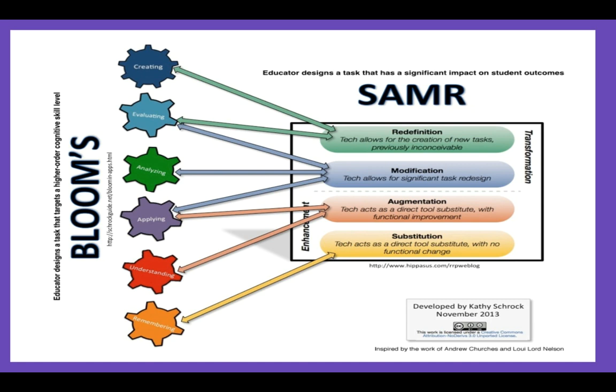Then modification is where you're significantly redesigning the task. So instead of just let's find pictures and put it in our drive, instead we're going to create in our groups or partners, we're going to take those pictures and we're going to put them in our Google My Maps, where you can actually insert little pins onto your own map and save your own map in Google Maps.